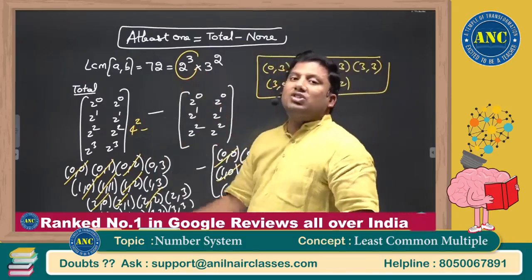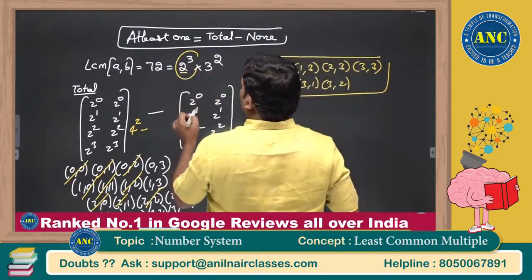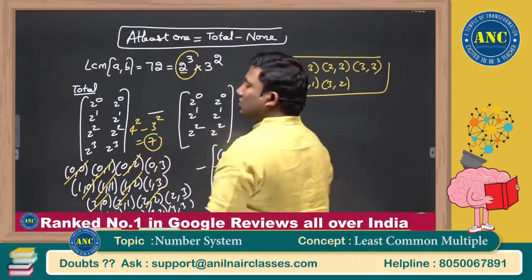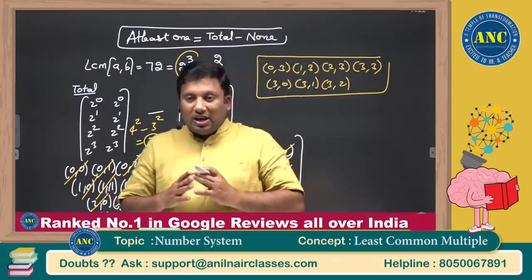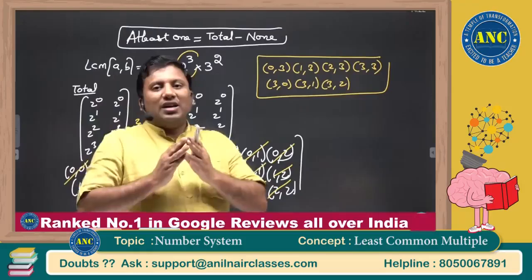Next is arrange all the powers of 2 excluding the given one. 0 to 2, 3 cases; 0 to 2, 3 cases. 4 square minus 3 square, 7. I hope it is clear. At least one is nothing but total minus none.